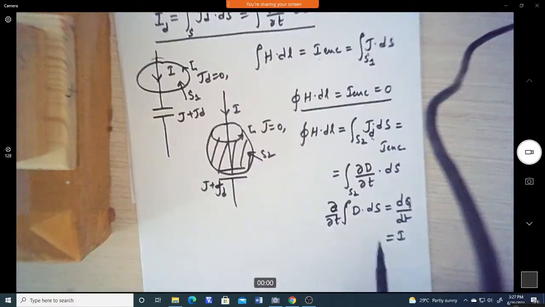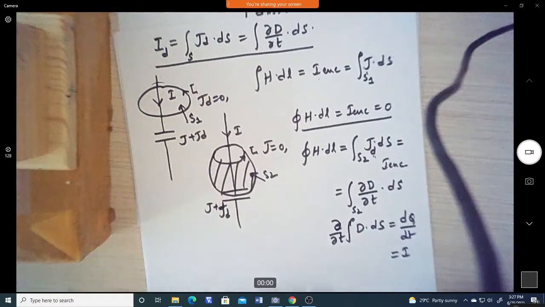So this is how we have to include the displacement current and the conduction current for a particular scenario where there is a time varying field. So this is what about the displacement current. Let us take one problem based on this displacement current: how we can find out the displacement current and the corresponding fields. So now take this problem.